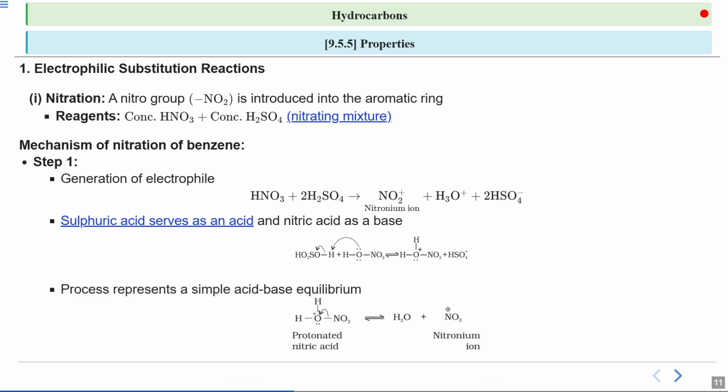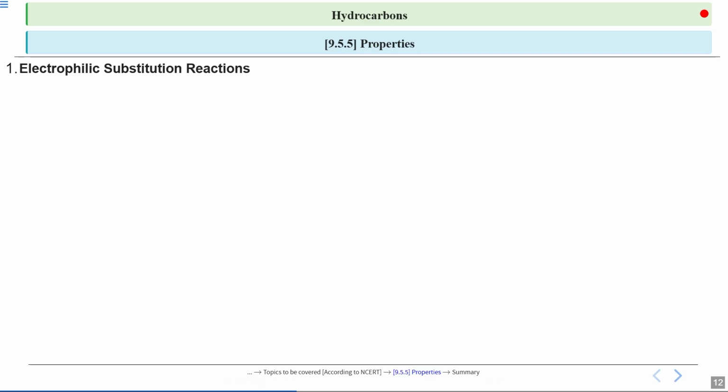Next step is simply elimination of water. So your water will be eliminated from the protonated nitric acid to create the nitronium ion and water. Got it? Moving on further. What is the next step?